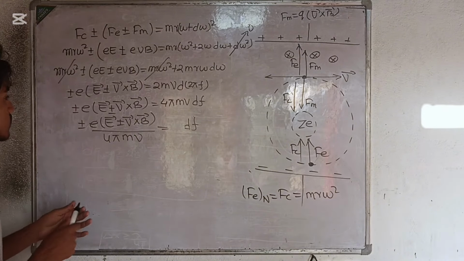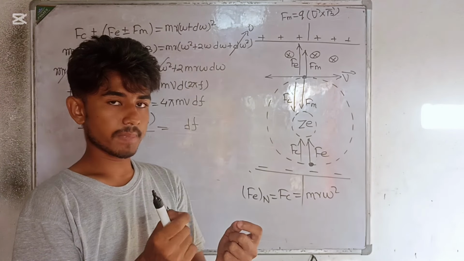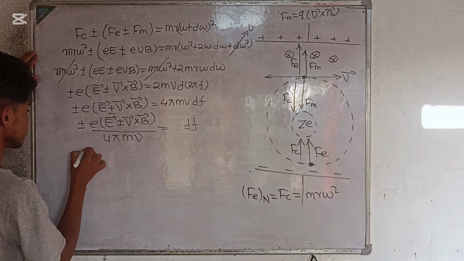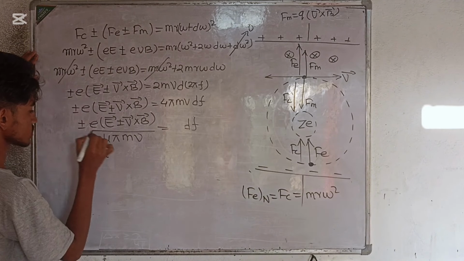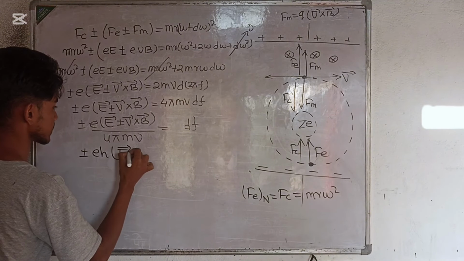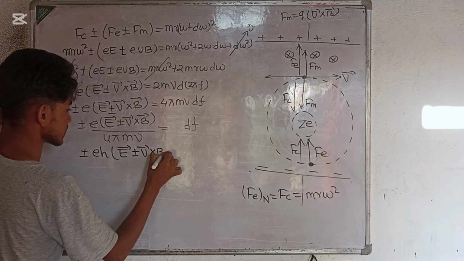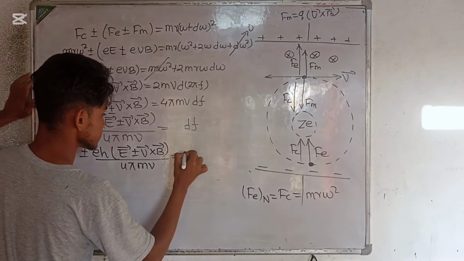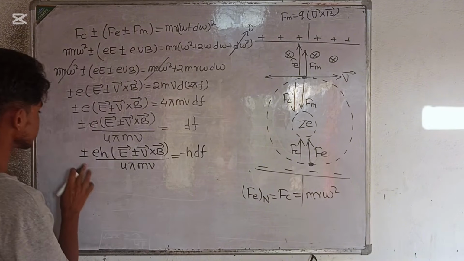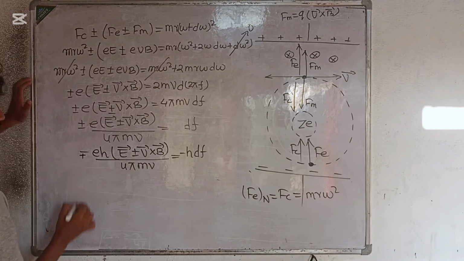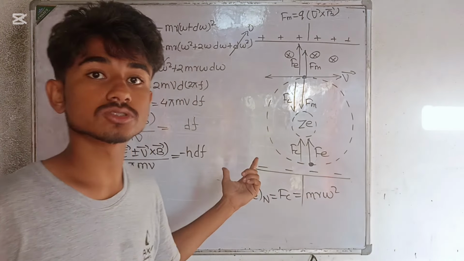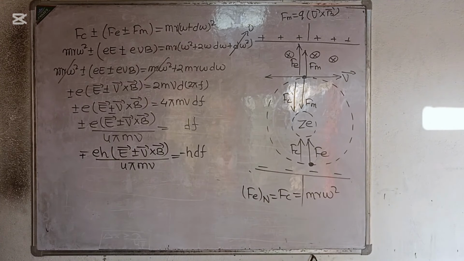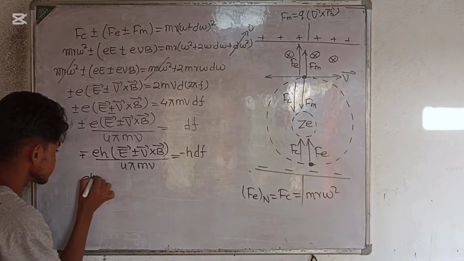Now I am assuming that the particle also obeys Planck's radiation law. So I am adding h on both sides, and this would be E vector plus minus v cross B vector by 4 pi mv, and this is h df. I am taking negative here and then making plus minus into minus plus. Why am I taking negative here? Because the total energy of an electron within a nucleus is quantized and it is negative. So this could be the change in energy.